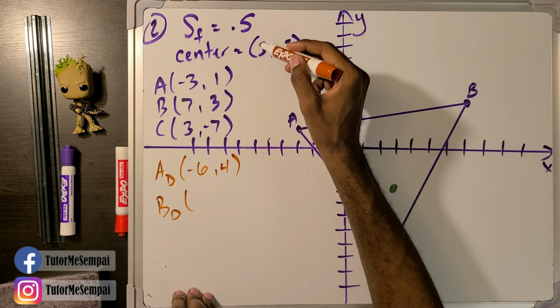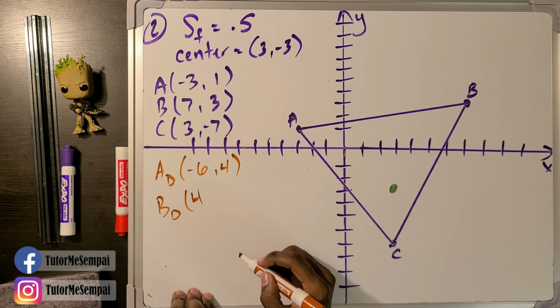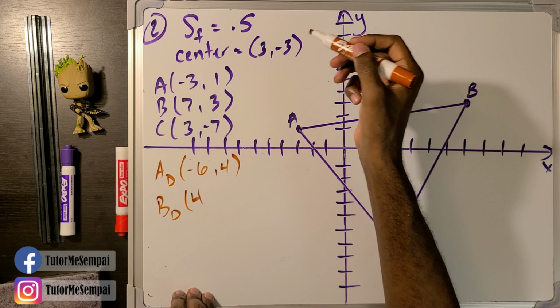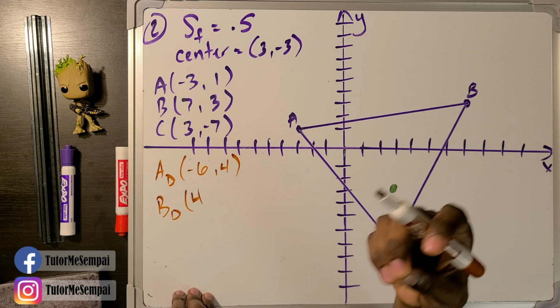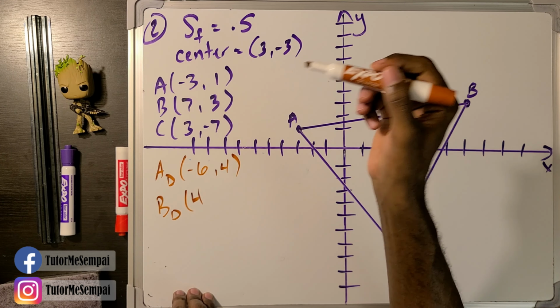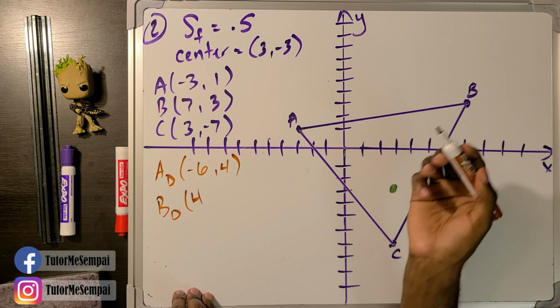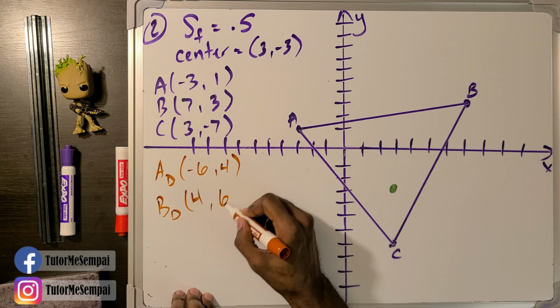So what's 7 minus 3? Well, that's going to be 4. And what's 3 minus a -3? Once again, that minus a negative is going to cancel out that negative. So 3 minus a -3 gives us 3 plus 3, so this is going to be 6.